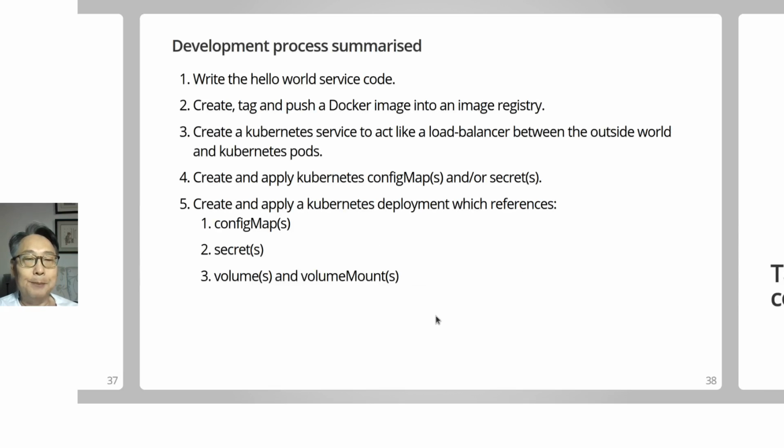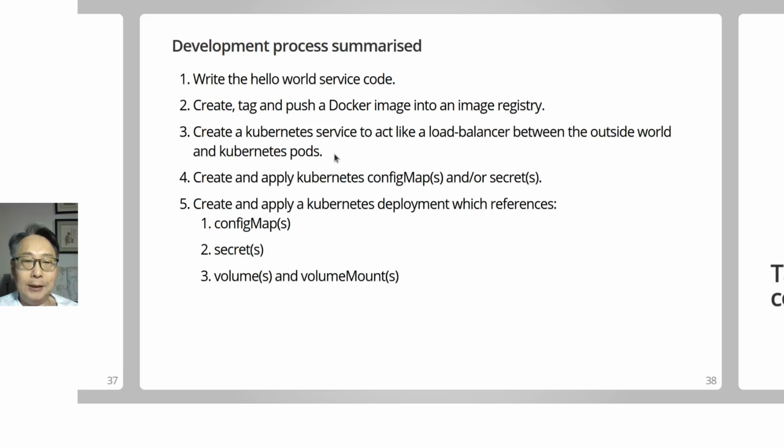Here is the development process summarized. 5 major steps. Of course, we must write our service code. I wrote it in Go. You can write it in TypeScript, Node.js, Python, any language you are familiar with, because you can Dockerize your service, no matter what language it has been written in, into a Docker image and push it to an image registry. I use Docker Hub. You can use an AWS image registry or Google Cloud registry, up to you.